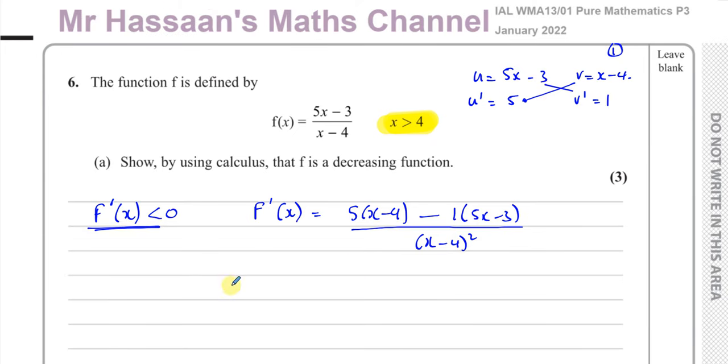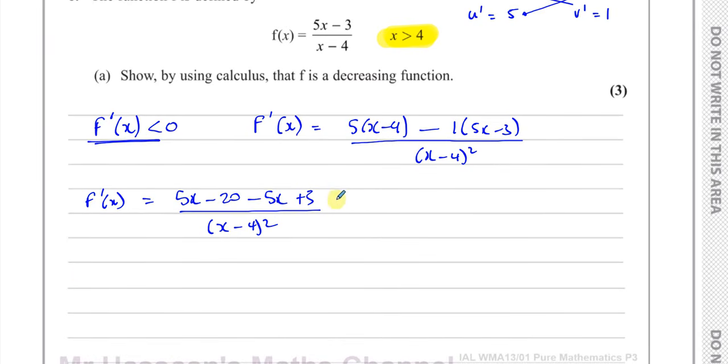Anyway, now we can simplify this. So we have f dash of x is equal to 5x minus 20 minus 5x plus 15. So not plus 15, what am I talking about? Minus 1 times minus 3 is plus 3. So it's minus 1 times minus 3, over (x minus 4) all squared. I'll leave this in bracket form, you'll see why in a minute. Therefore f dash of x is equal to 5x minus 5x, which is 0, negative 20 plus 3, which is negative 17, over (x minus 4) all squared.